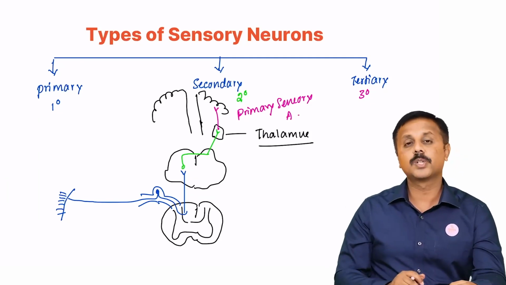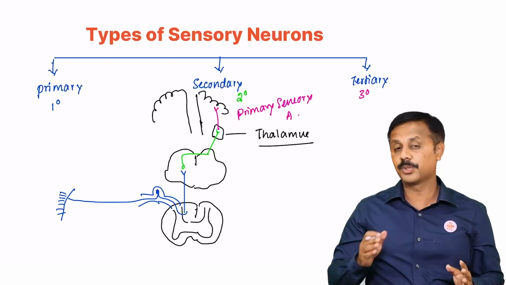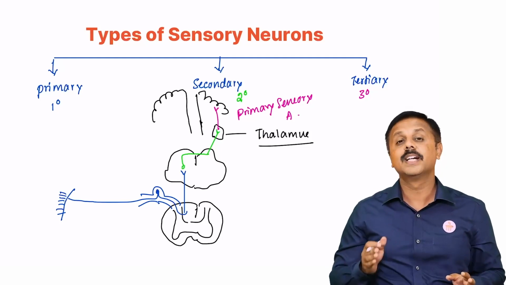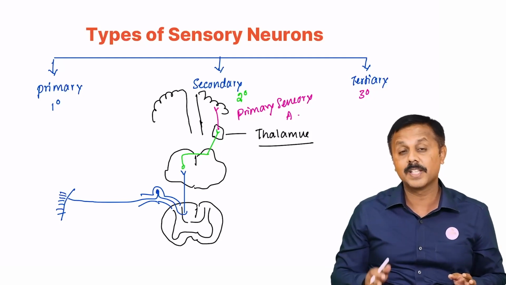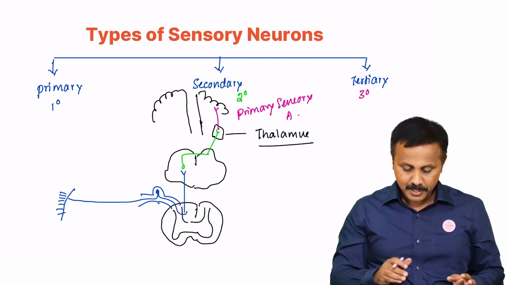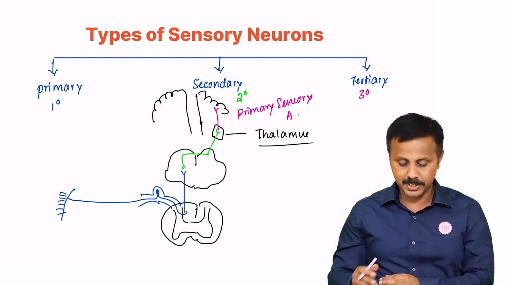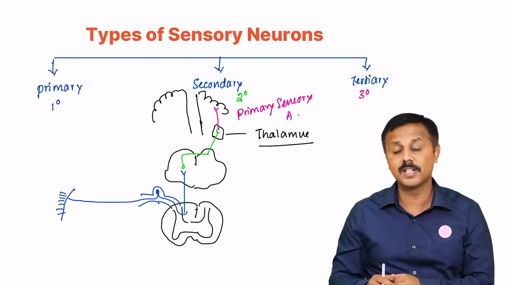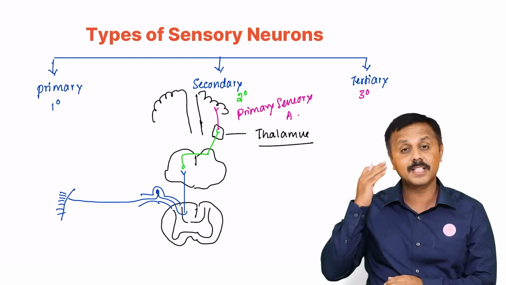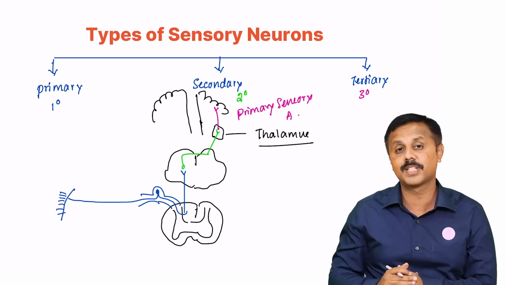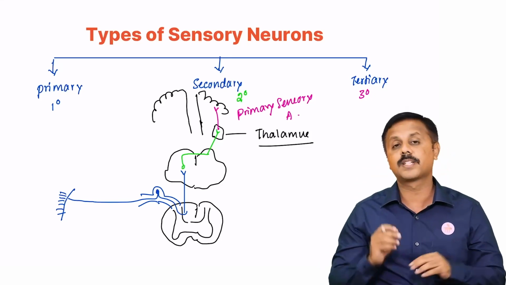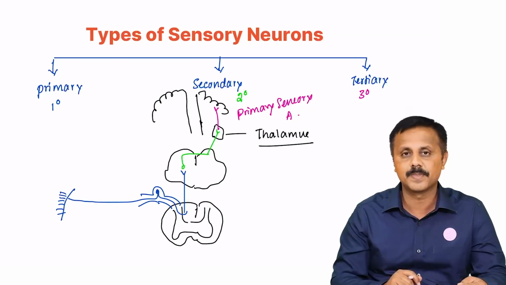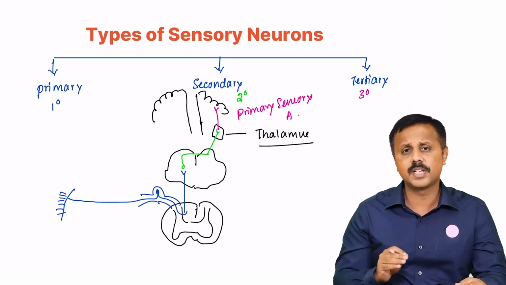So first order neuron is from the receptor to the nucleus. And what is nucleus? It is a collection of cell bodies inside the central nervous system. From the nucleus till the thalamus, we refer to it as second order neuron. And from the thalamus till it reaches the cerebral cortex, the primary somatosensory area, we refer to it as tertiary neuron. Right? All sensory neurons.